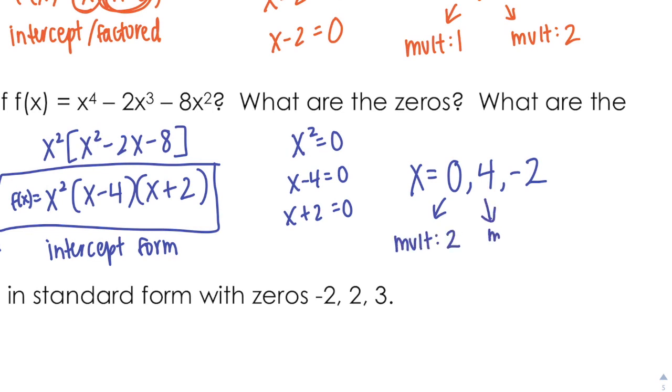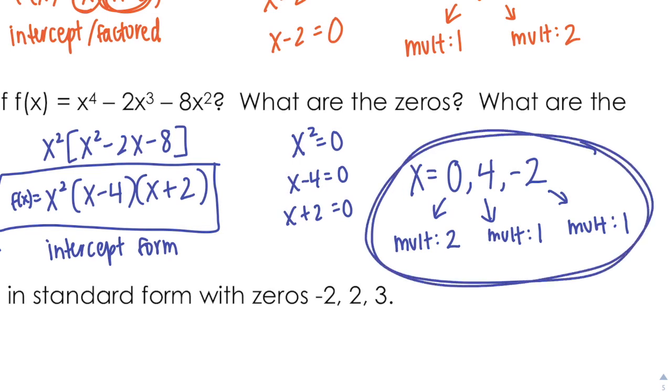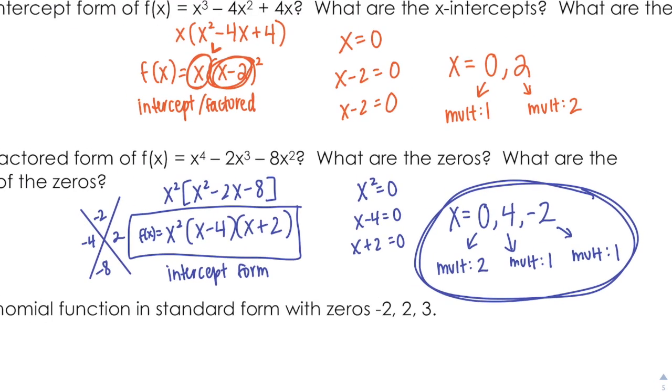4 has a multiplicity of 1 because it was linear. And negative 2 has a multiplicity of 1 because it was linear as well. And that's it. If you can factor it, then you can solve it and you can state what the multiplicities are. The factoring part is just getting it into that form where it's a lot more clear to see.